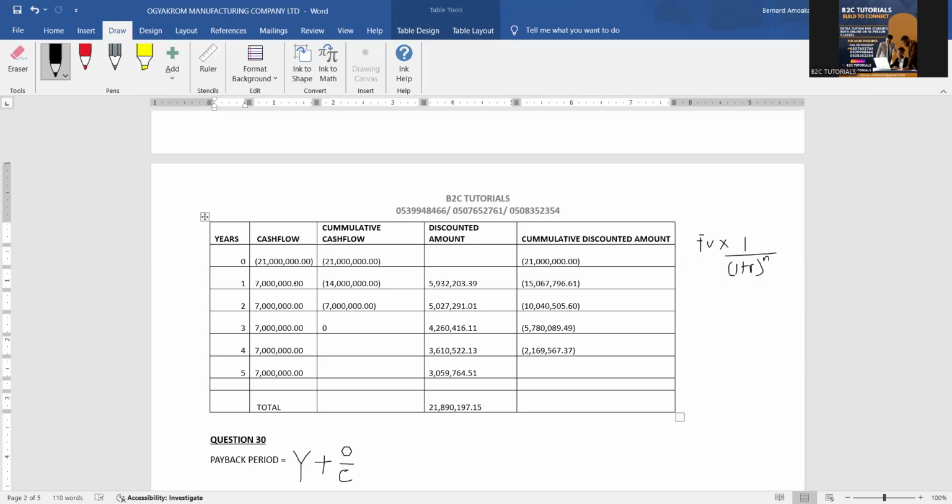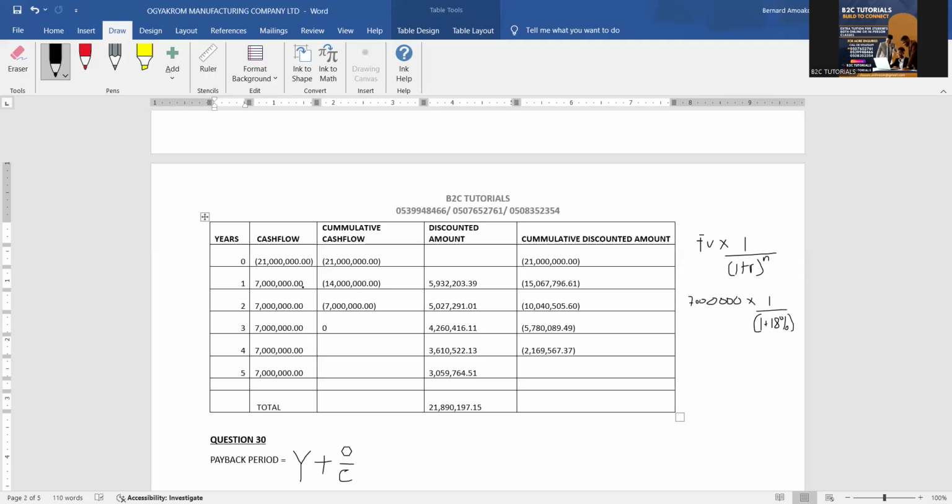The future value was 7 million. So briefly write your 7 million, multiply by 1 out of 1 plus the rate. The rate given to us, according to the cost of capital in the question, was 18%. So the R is rate and the N is the number of years. That is the year in which you are in.